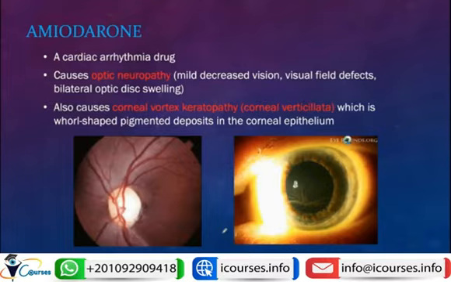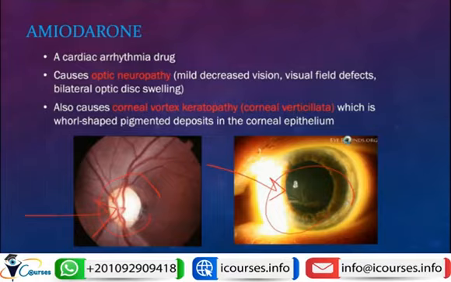I will just illustrate some of these drugs, not all, with their side effects so that they can be imprinted in your mind. Amiodarone is an antiarrhythmic drug given for patients with arrhythmia that can result in a fundus lesion and a corneal lesion. The fundus lesion is an optic neuropathy, and the corneal lesion is called vortex keratopathy or cornea verticillata, which appears as whorl-shaped pigmented deposits in the corneal epithelium.